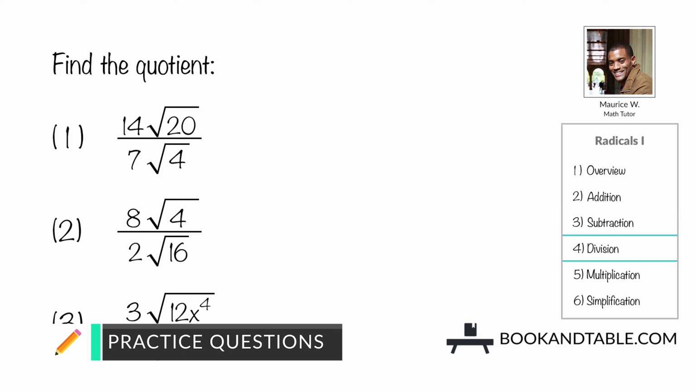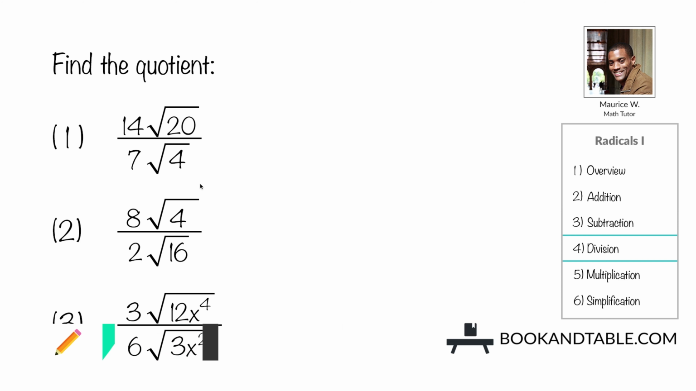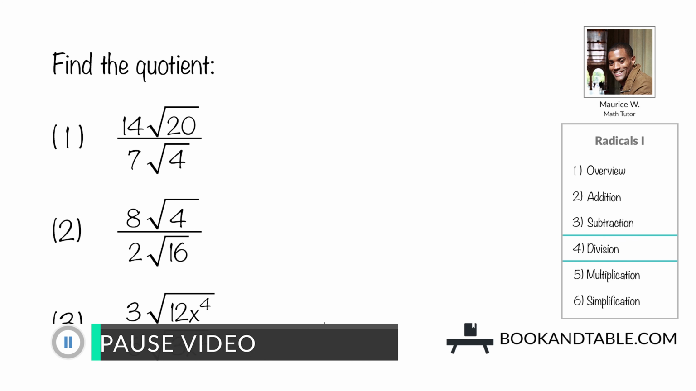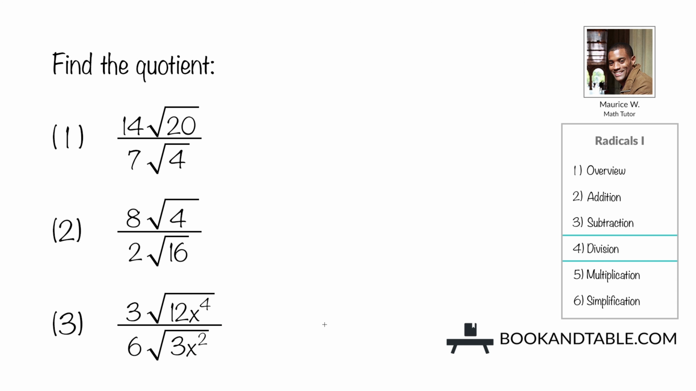Let's have you do a few practice questions. Find the quotient. Question 1, 14 radical 20 divided by 7 radical 4. Question 2, 8 radical 4 divided by 2 radical 16. And question number 3, 3 radical 12x to the 4th divided by 6 radical 3x squared. Pause the video, answer these questions, and then press play when you are ready to begin.